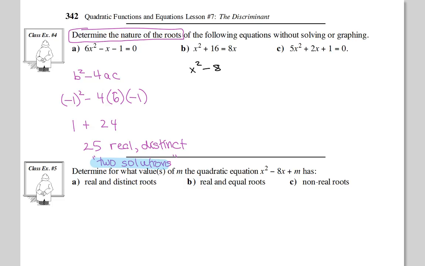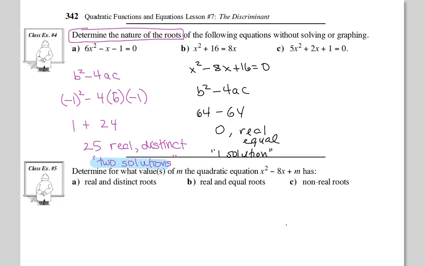Well, before I can start analyzing the next one, it's got to be in the form that I'm used to. Let's just quickly make that adjustment, move that 8x over. Now we can jump into the discriminant. b squared minus 4ac. So b is negative 8. Square that, you get 64. And then 4 times 1 times 16. 4 times 16, 64. So you get 0. So if it's 0, then it's real and equal. In other words, there is one solution. Good.